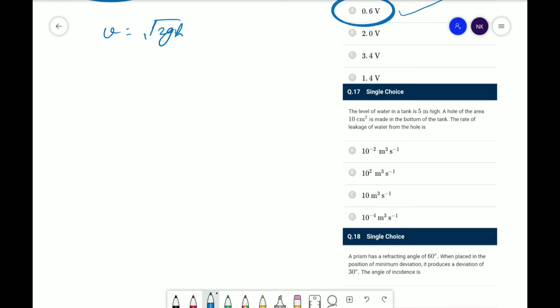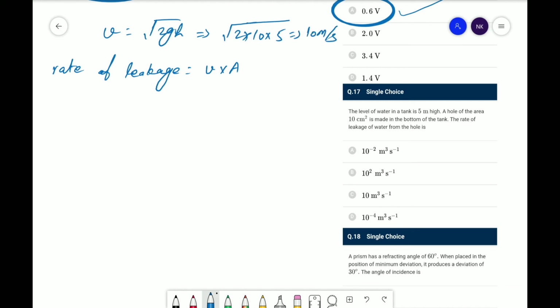So what is being asked? The rate of leakage is nothing but velocity into area. First we have to calculate the velocity. Velocity is the square root of 2 into g, which is 10, into h, which is 5. 10 into 10 means 100. Hence v is equal to 10 meter per second.